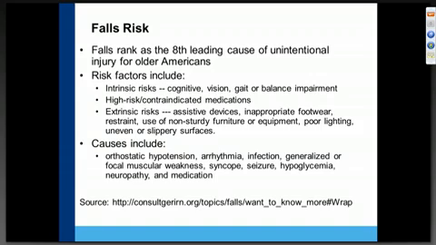Other causes may include orthostatic hypotension. That should be routinely assessed. Arrhythmias, infections, weakness, syncope, hypoglycemia, neuropathy, medication. So a lot of causes, and we need to really look at falls risk among our home health population.